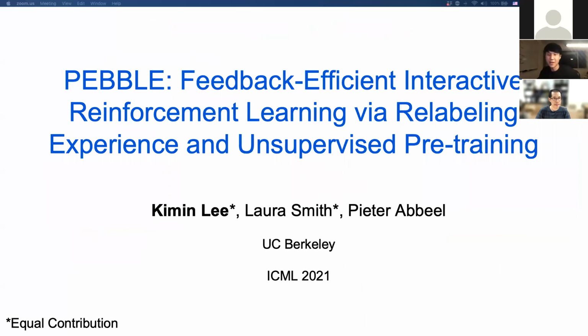So from the next slide, I'm going to introduce my recent works to solve the problem of reward engineering. And the first paper is PEBBLE, which is joint work with Laura Smith and Pieter Abbeel.